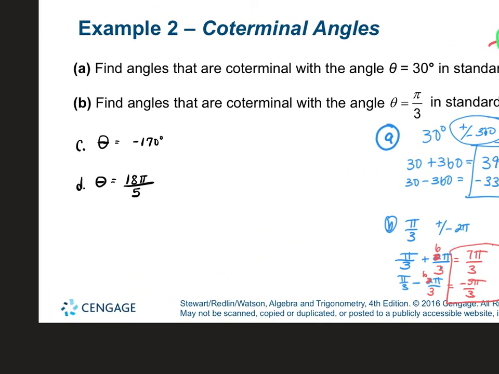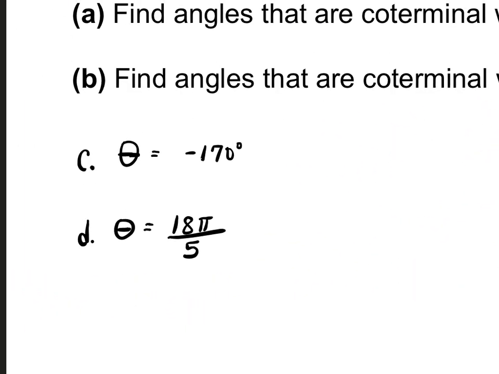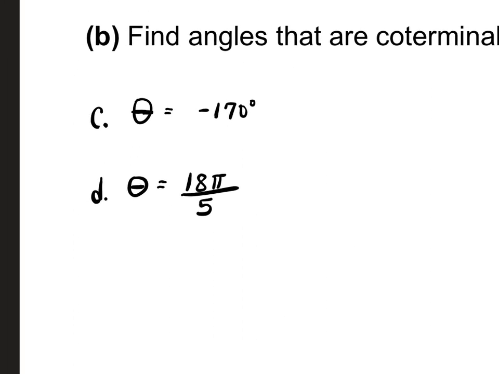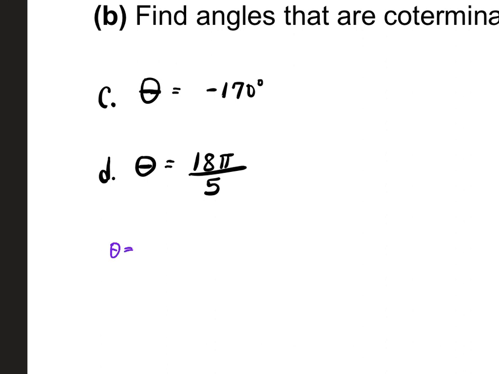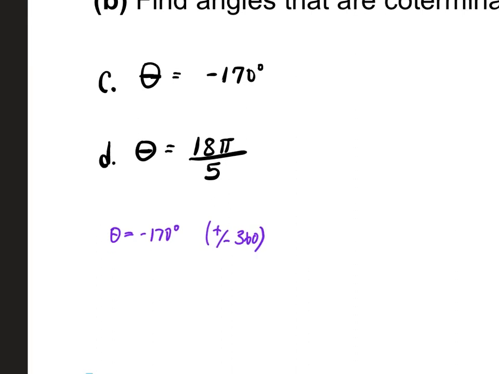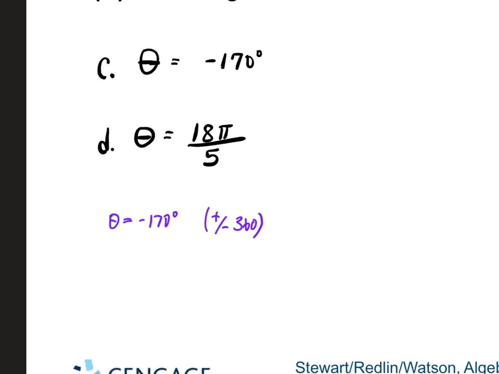So in a case like C, before I even do anything, this is what I always do. I write down that my given angle is negative 170 degrees. So immediately I think plus or minus 360, because we're talking about degrees. So you take the angle, negative 170, and add 360 to it. Negative 170 plus 360, I get a positive 190.